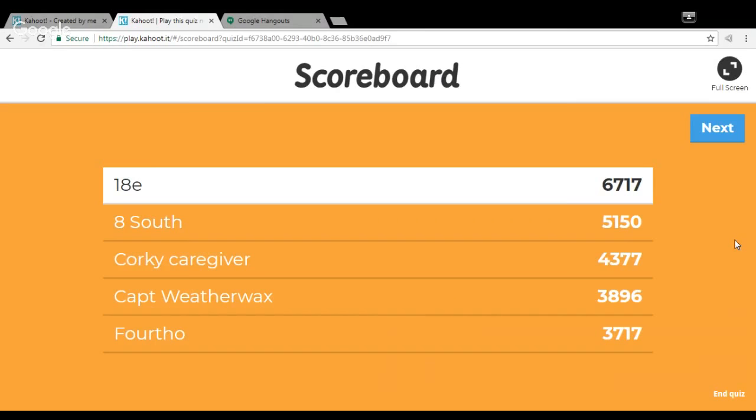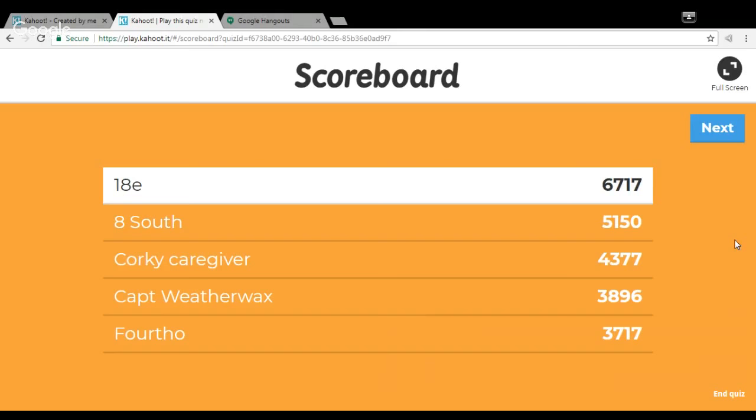18 East coming in again, strong. Coming in at 6,717 points. Good job, 18 East. 8 South coming into the 2nd lead. And Corky Caregiver pulling in the 3rd. Captain Weatherwax dropping to 4th, and Fourtho still in the 5th spot. So nice job, guys.